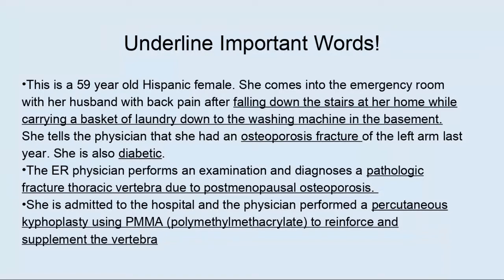What we're going to underline, what's important, is she fell down the stairs at her home carrying laundry down to the washing machine in the basement. She had an osteoporosis fracture last year. She's diabetic. Those are the words that are important. It's also important that there is a pathological fracture of the thoracic vertebrae due to postmenopausal osteoporosis. So that's the final diagnosis. And then for the procedure, percutaneous kyphoplasty using PMMA to reinforce and supplement the vertebrae.